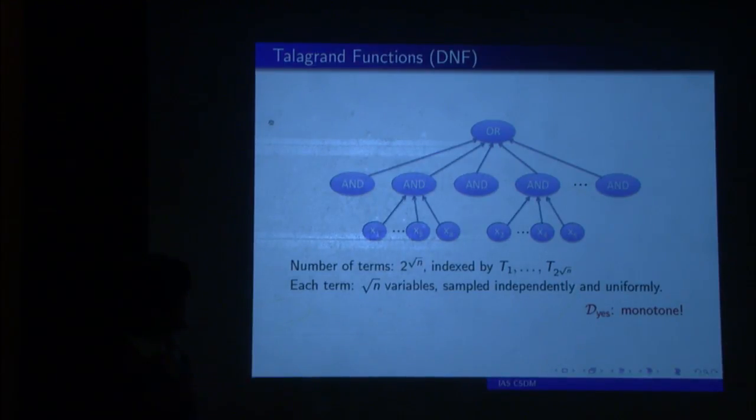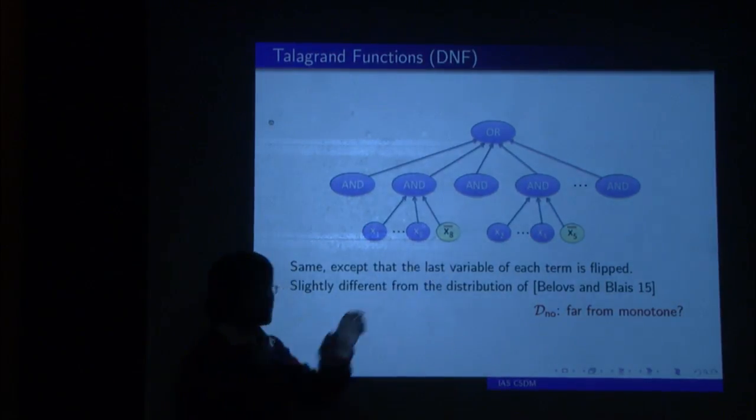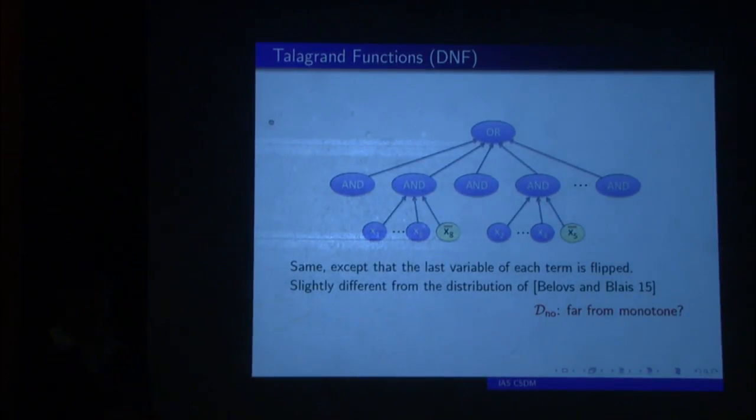So this is clearly monotone because it's a monotone formula, even though it's huge because it has 2 to the root n many terms. Now here is the no function. Everything is the same. You draw basically the same tree. You draw those variables in the same way, except that you flip the last variable of each term. You make it negated. Okay. Everything else is the same.